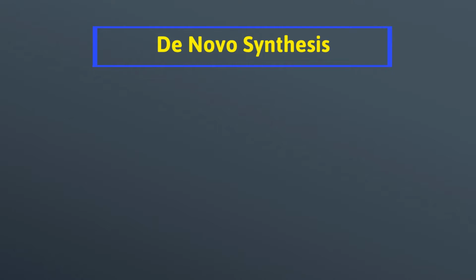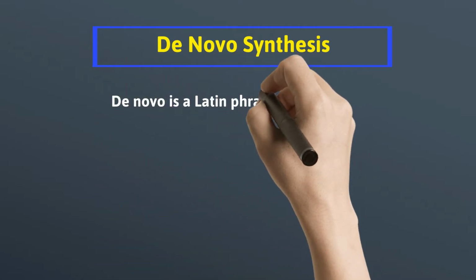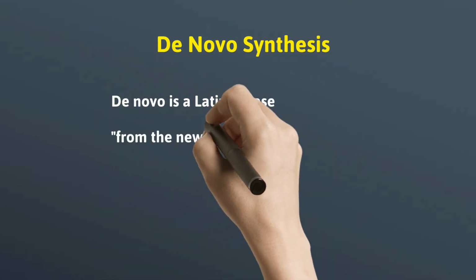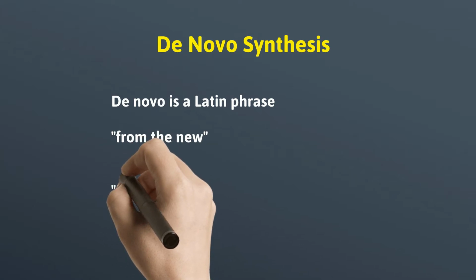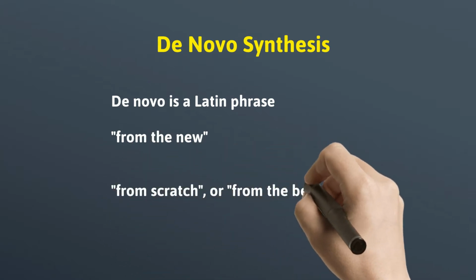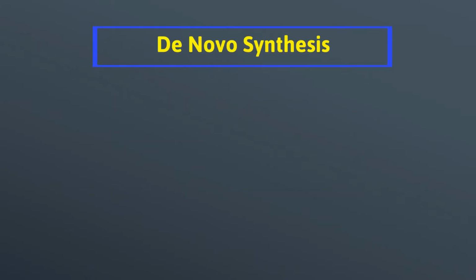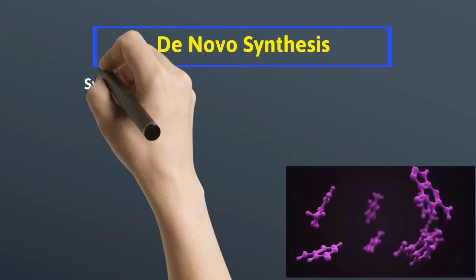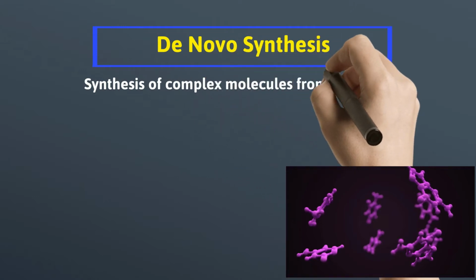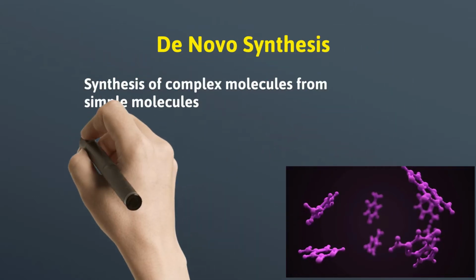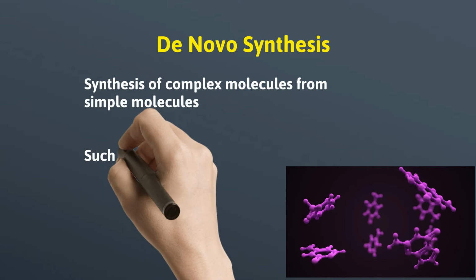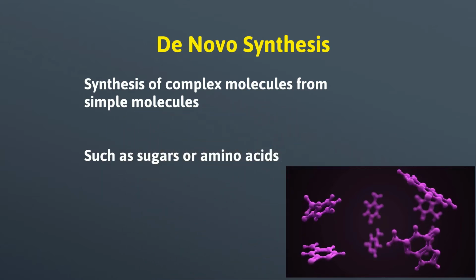Let's explain de novo synthesis. De novo is a Latin phrase, literally translating to from the new, but implying anew, from scratch, or from the beginning. De novo synthesis refers to the synthesis of complex molecules from simple molecules such as sugars or amino acids, as opposed to recycling after partial degradation.